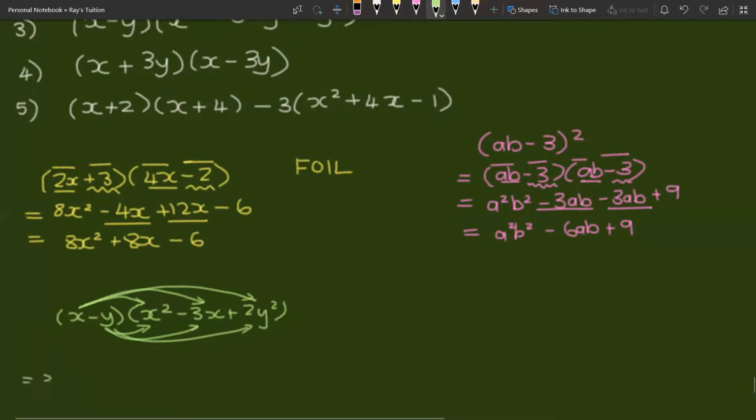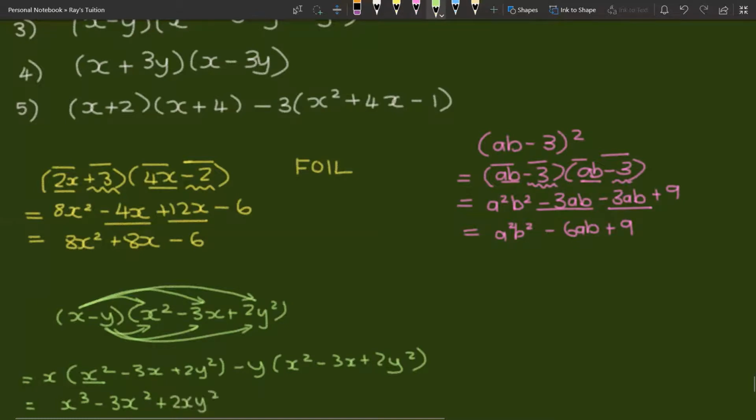So I'm going to write it as x times the second bracket minus y times the second bracket. So I do that multiplication of distributing it. Then I'm going to distribute the x to everything. So x times x squared is x cubed. x times minus 3x is minus 3x squared. And x times 2y squared is positive 2xy squared.